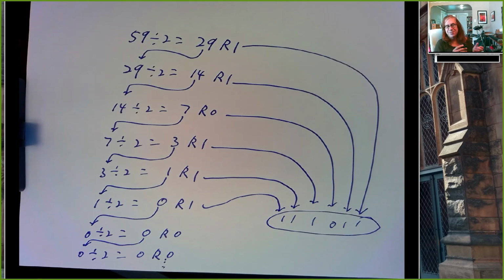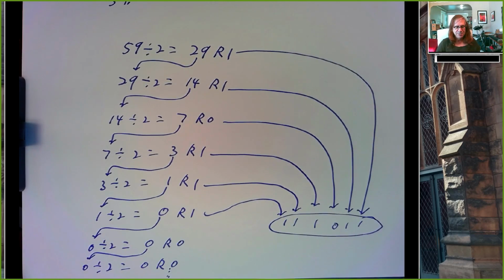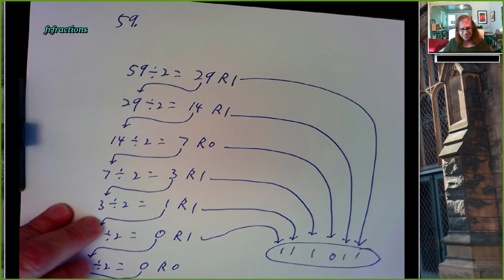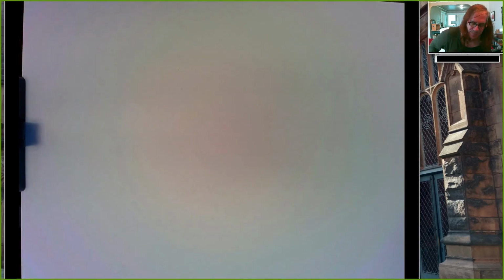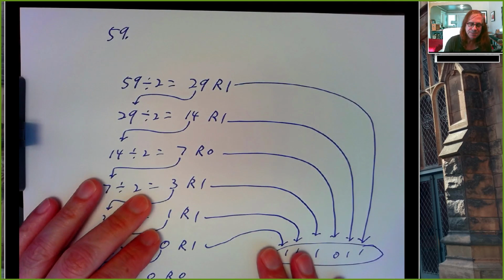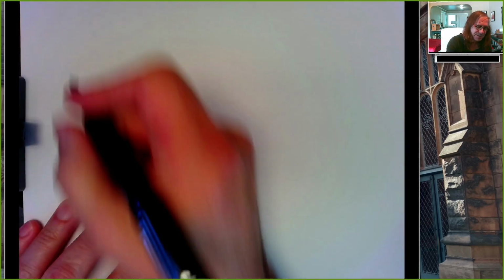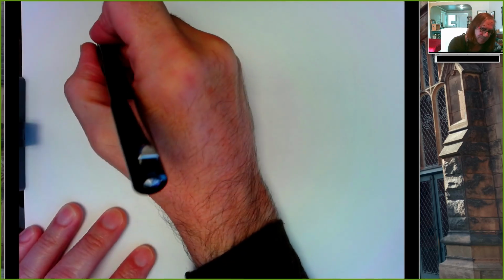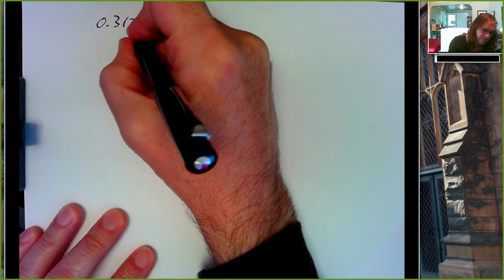But if we wanted a computer, for example, to convert from decimal to binary, this is an algorithm we can use. The nice thing about this is it also works for fractions. So suppose we want to represent something other than an integer. Suppose we want to represent the number 0.3125.